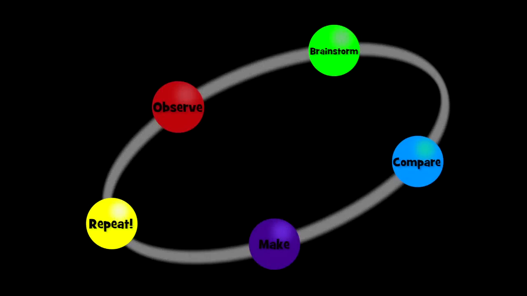In this video, we're going to go over an example design process. The steps that we're going to cover include observing the world around you, brainstorming solutions, comparing ideas, making prototypes to test ideas, and repeating steps, all to solve a problem.